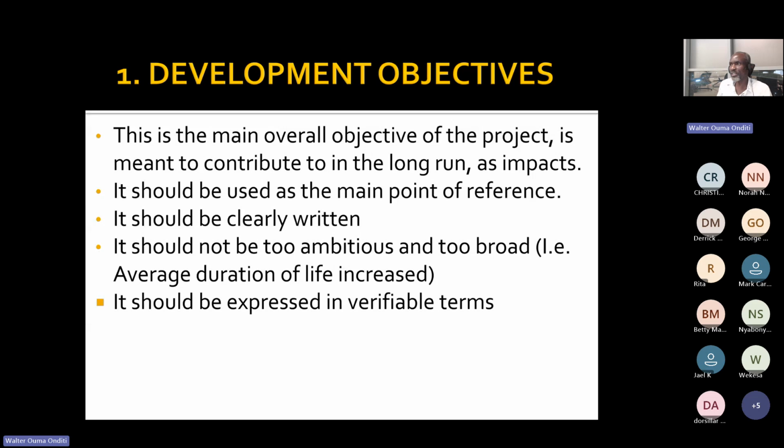Sometimes we talk about the positive part and, of course, the negative part. But developmental is normally the positive part, like changing or improving livelihood. You might get limitations in improving the livelihood, but that is not really the idea. You would always want to see a positive change. So it should be used as the main point of reference and should be clearly written. Now, focus on these words because these words are really going to be critical.